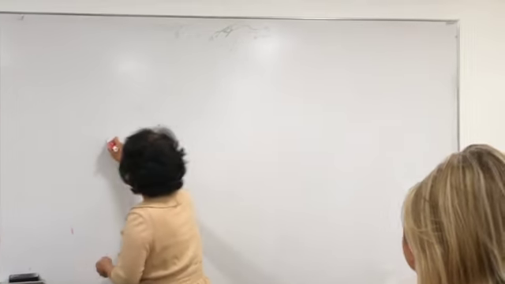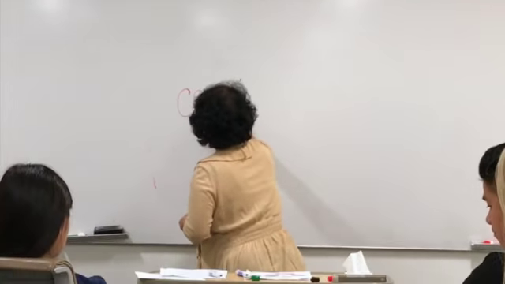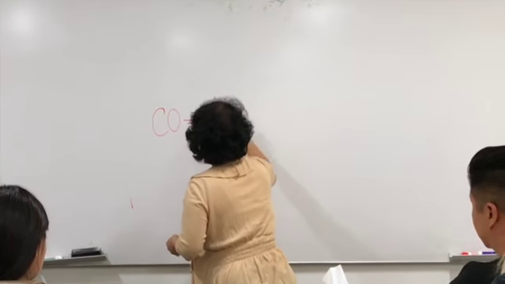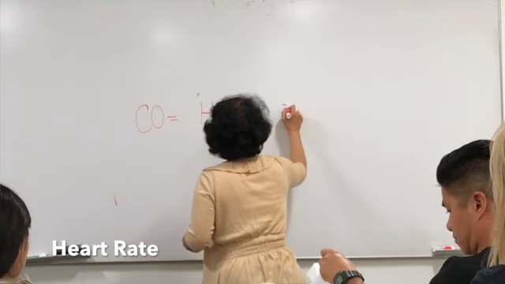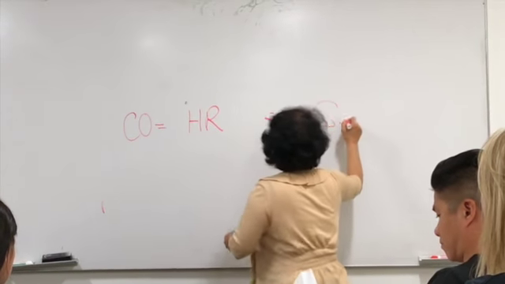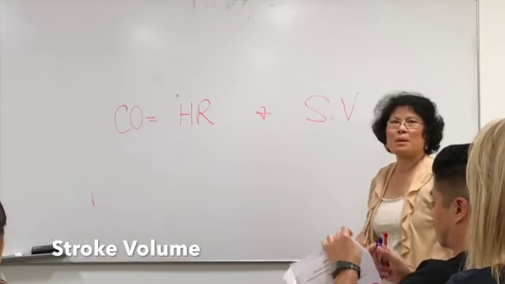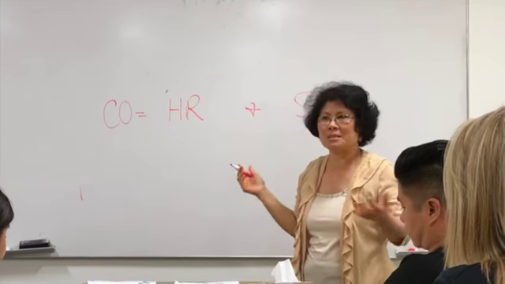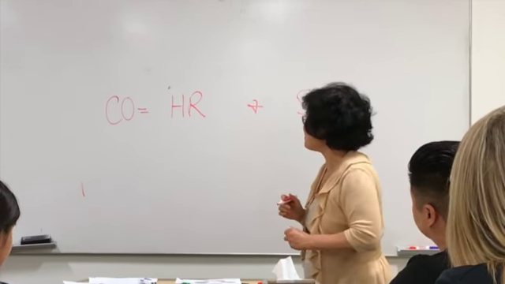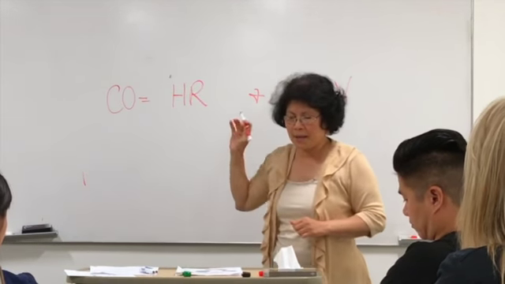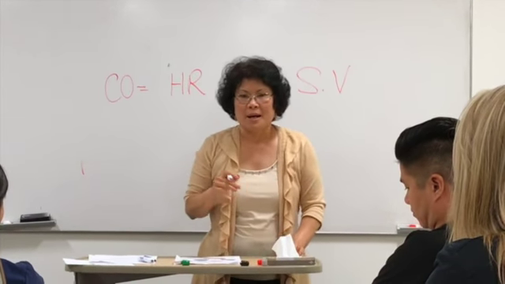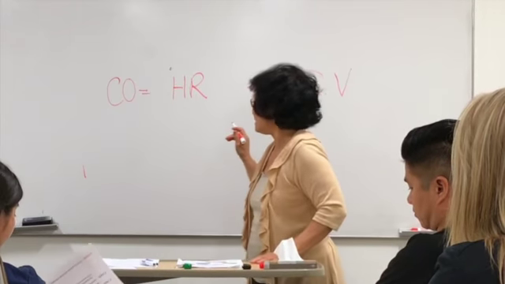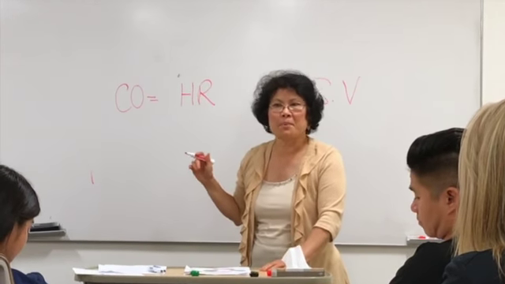Cardiac output is a product of what? Heart rate and stroke volume. But what does that mean in relation to cardiac output? So I basically devised it myself, actually, to be easier to remember.